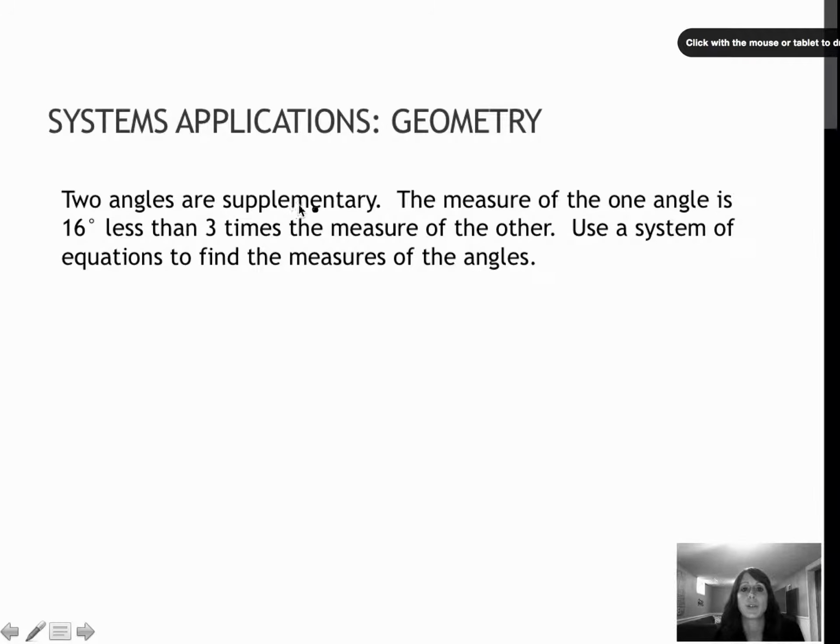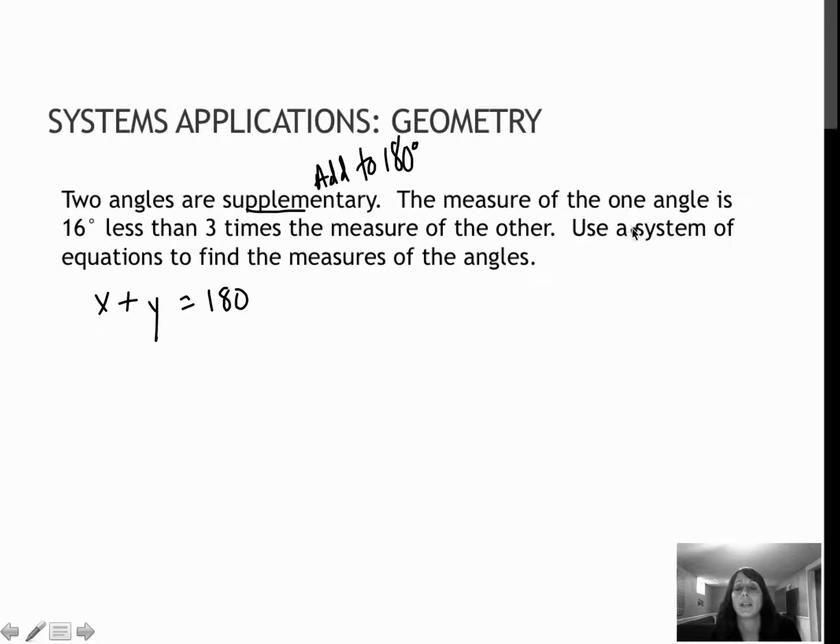This next example deals with angles that are supplementary, meaning they add to 180 degrees. Again, my first one is a very simple equation that the measure of the two angles adds up to 180 because they're supplementary. In this case, the measure of one angle is 16 degrees less than 3 times the measure of the other. So I'm going to say that y equals 3 times the measure of the other, but 16 degrees less than that. Again, I'm going to choose to solve in this case by substitution.